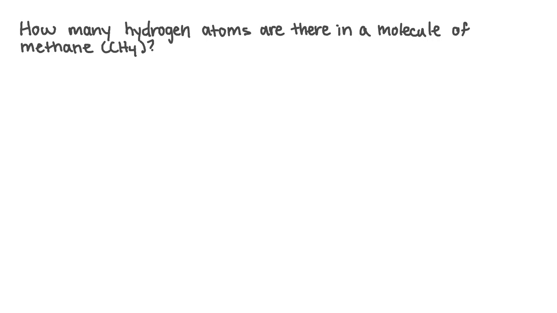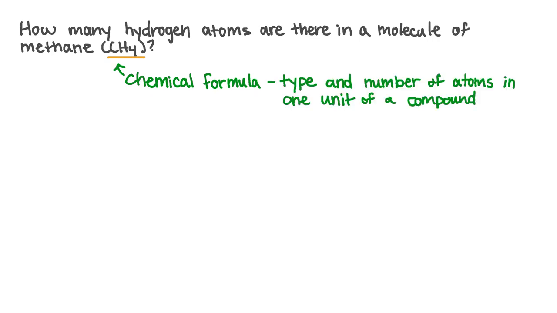How many hydrogen atoms are there in a molecule of methane, CH4? This is the chemical formula for the molecule methane. The chemical formula tells us the type and number of atoms that are in one unit of a compound. We indicate the type of atom using the atomic symbols for each element found on the periodic table, and we indicate the number of each type of atom using subscripts.